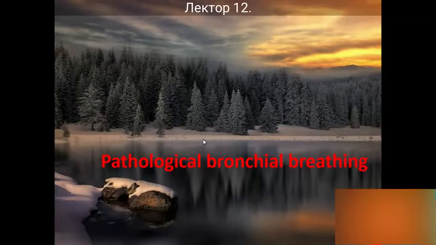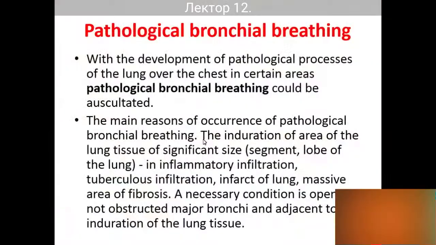With the development of a pathological process of the lung, over the chest in certain areas, pathological bronchial breathing could be auscultated. The main reasons for the occurrence of pathological bronchial breathing: induration of an area of lung tissue of significant size, for example, a segment or lobe of the lung, in inflammatory infiltration, tuberculosis infiltration, infarct of lung, and massive area of fibrosis.